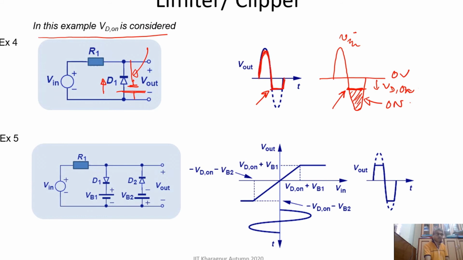Let's discuss example number 5, where we have two diodes, D1 and D2. We are assuming here that both diodes have VD on when the diode is on, and there are two DC voltages, VB1 and VB2. Now you see, if I apply an input signal V in, then what will happen?